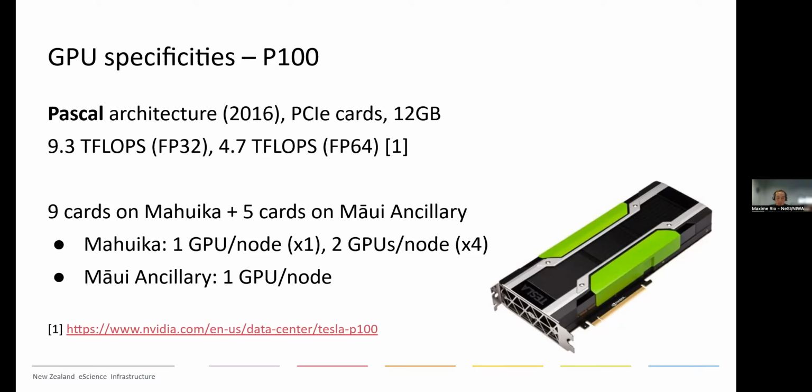At the moment, we have 14 cards on the NeSI platforms. We have 9 cards on Mahuika and 5 cards on the Māui ancillary nodes. And we have a mixture of 1 GPU per node or 2 GPUs per node.